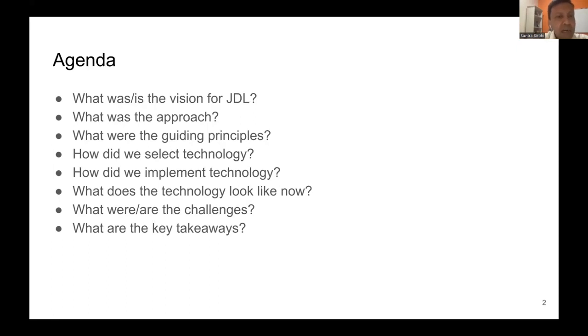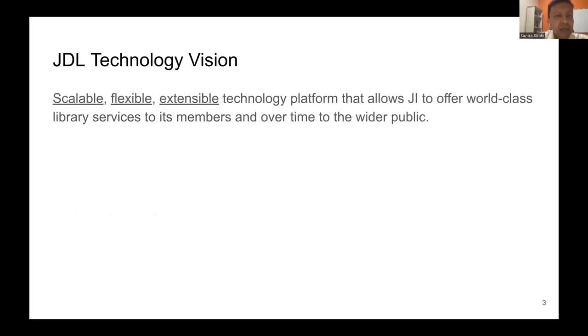Okay, so let's start with the vision, because what you do, what technology to implement, what approach you adopt depends a lot on what is the longer term vision, right? And the vision for Geo Institute is very big. And that's why, like I mentioned to you, the benchmark was a university like Stanford. So we looked at Stanford University libraries.